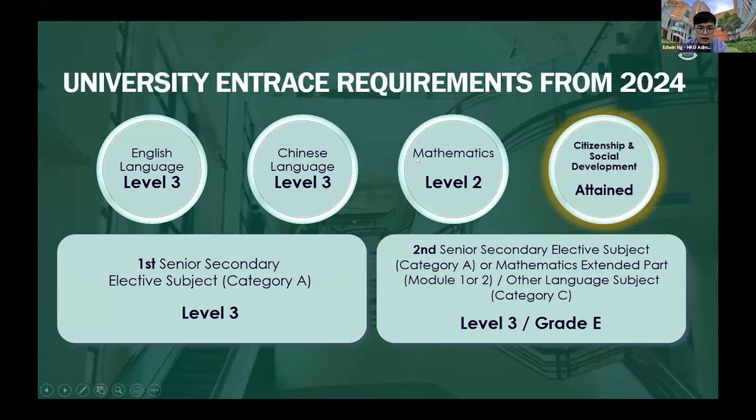I also understand that with the introduction of the new subject to replace the LS, which is called Citizenship and Social Development, from 2024 onwards, the UER will be revised as follows. Mainly the other parts will be the same, just the LS level 2 or above will be replaced by getting an attained level in the Citizenship and Social Development.